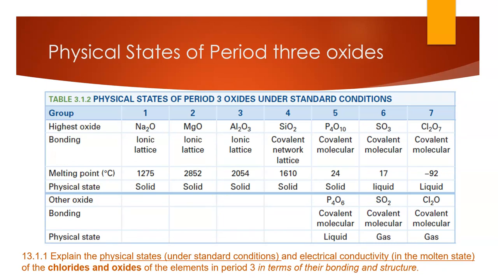So when we talk about the physical states of the period 3 oxides, this is something that you now need to be able to talk about in HL. It pretty much follows what you would expect in that we have our oxides here. We're talking about physical states, so melting points and boiling points. We can see here that the melting points steadily increase. We have aluminium oxide and silicon dioxide forming our highest melting points here.